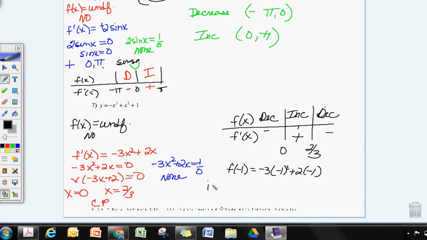So where is my function increasing? Only from 0 to 2/3. And where is it decreasing? Only from -infinity to 0 and 2/3 to infinity. And that would be the end of page 2.